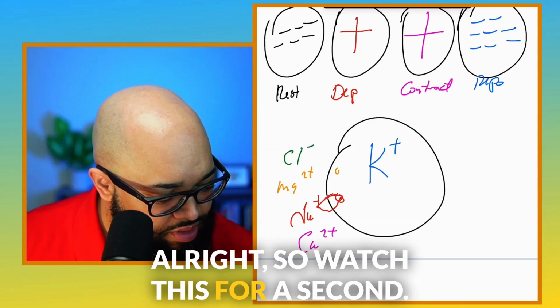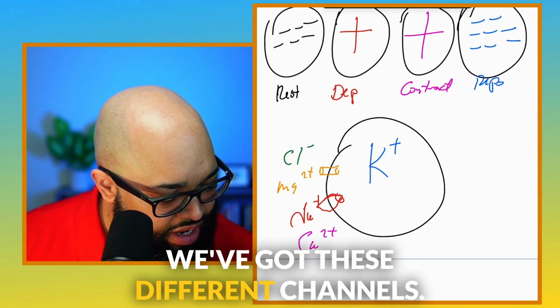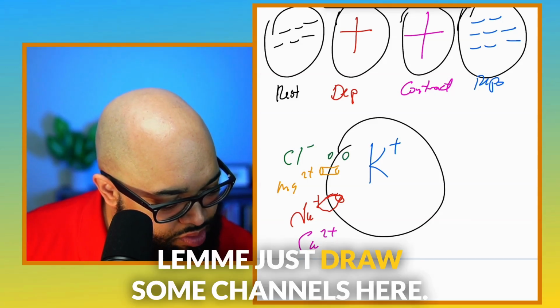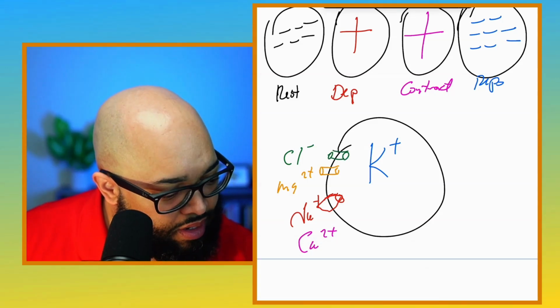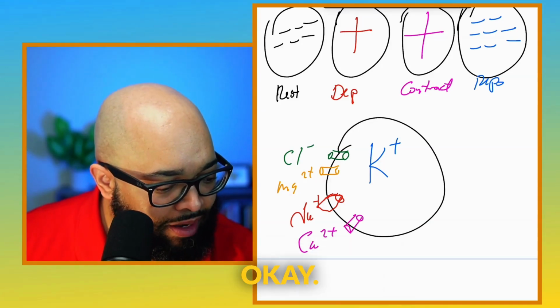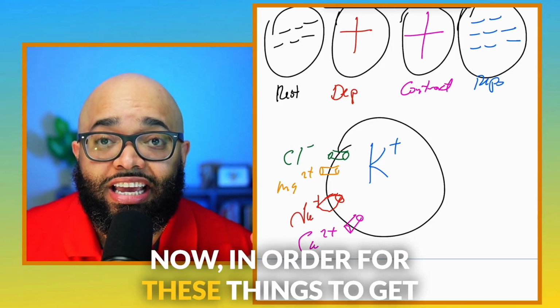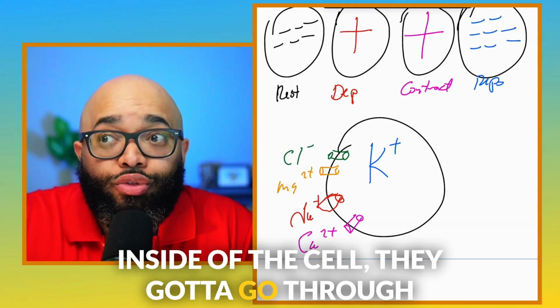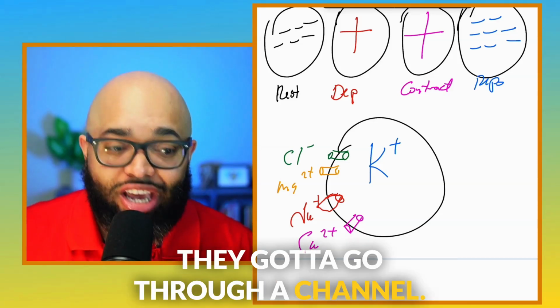All right, so watch this for a second. We've got these different channels. Let me just draw some channels here. And then we've got boom, boom, boom, boom. Now, in order for these things to get inside of the cell, they've got to go through a hole somewhere. They've got to go through a channel.